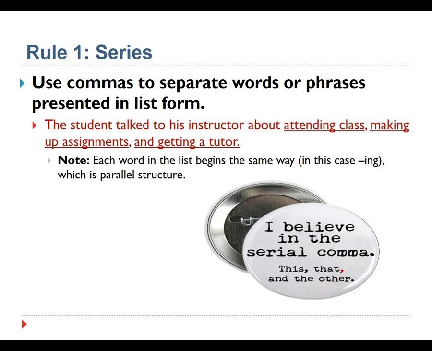Notice the list of 3 items the student discusses. The items in the sample sentence are attending class, making up assignments, and getting a tutor. The word "and" connects the second and third items in the list. The word "or" can also be used to connect items. Items in a series are often presented in parallel form. In this example, the parallel structure is created by using the ing ending, so attending, making, and getting.